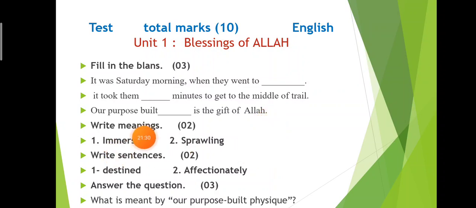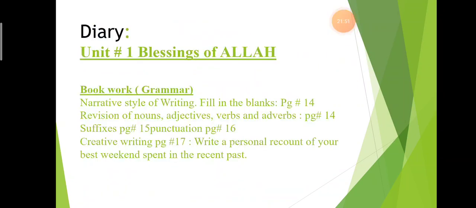And then you have to write meanings. Immersed, sprawling. You have to write sentences of these words. Destined, affectionately. And then you have to answer the question, what is meant by our purpose built physique. Got it. So your test is of 10 marks. And in the end I will give you diary. So today in the diary you have to prepare all the book work that has been done.